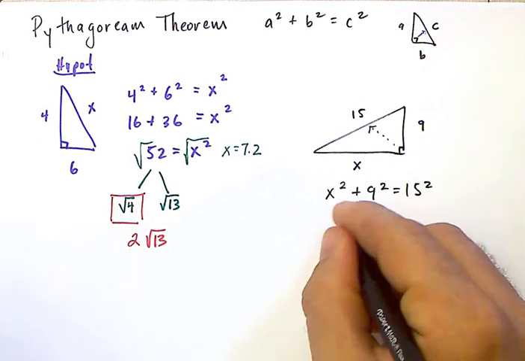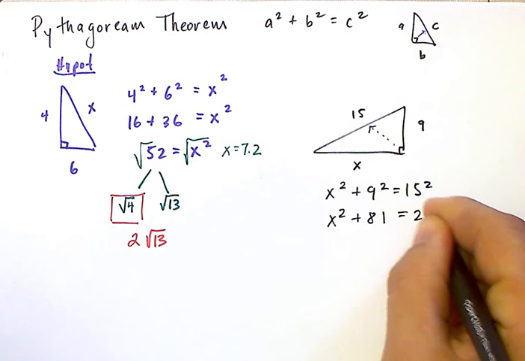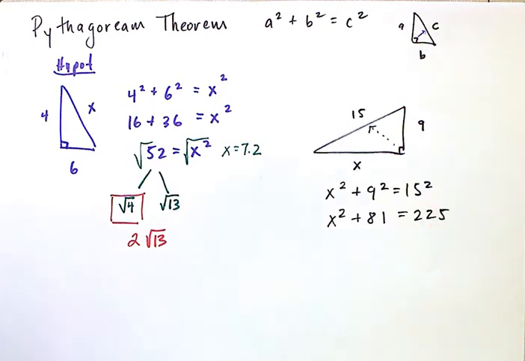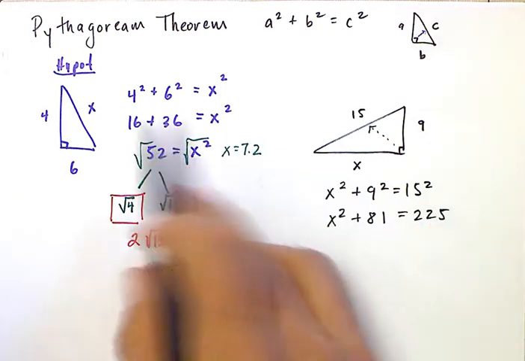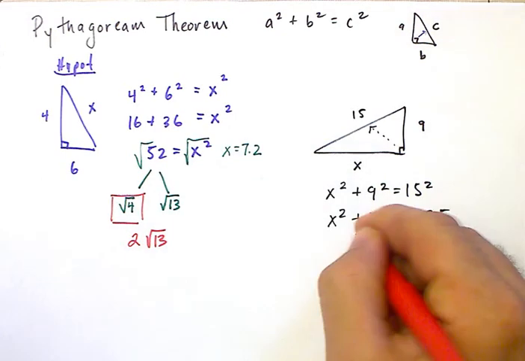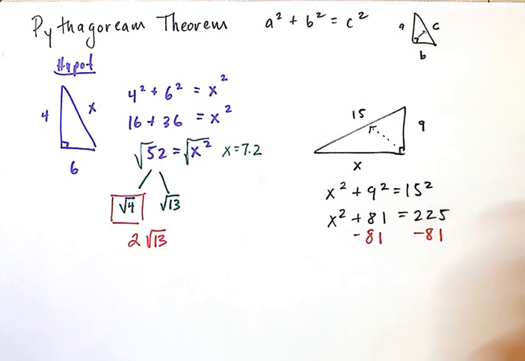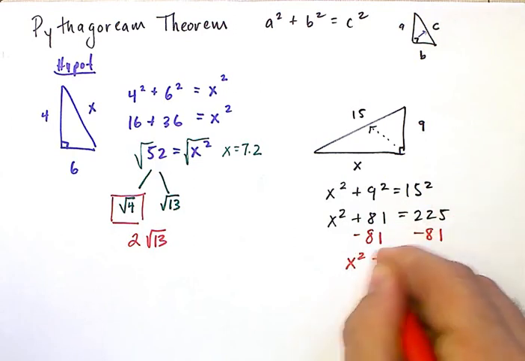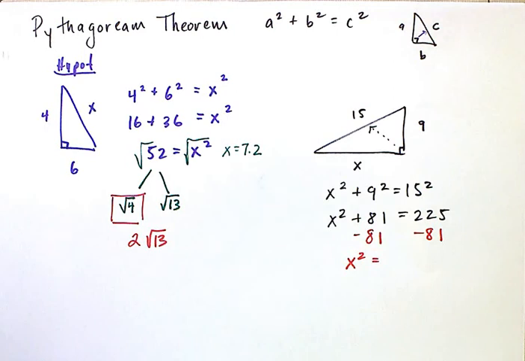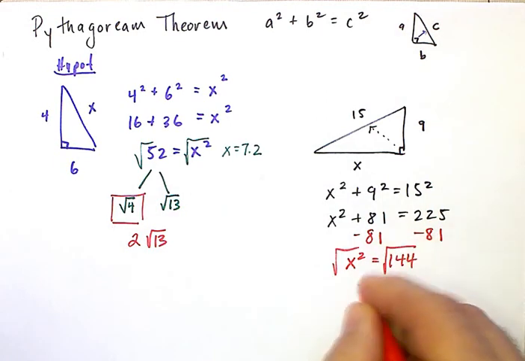Here you have x squared plus 81 is equal to 225. And what you want to do actually in this case, here we added these two together, but in this case you're trying to get x by itself, so you're actually going to subtract. And you get x squared is equal to, I think that's 144. It is. And then x is equal to 12.